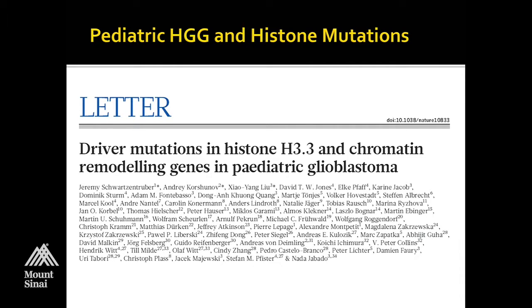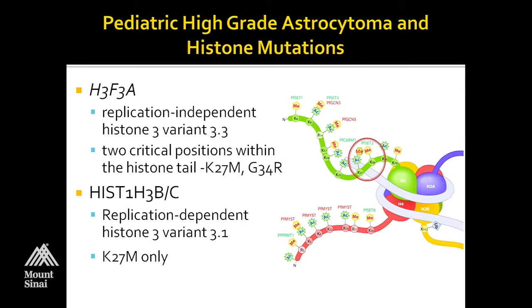And this was the landmark paper published by Nada Jabado's group several years ago now, where using whole exome sequencing of a series of pediatric high-grade gliomas, they found mutations in the histone gene H3-3, as well as some of the other chromatin remodeling genes in pediatric GBM. So what are these histone mutations?